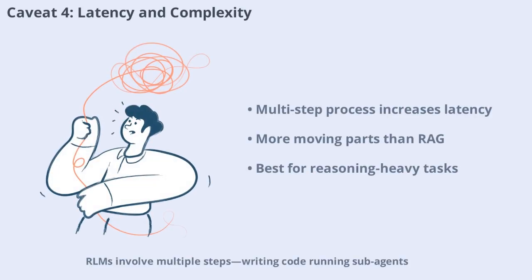RLMs involve multiple steps: writing code, running subagents, and assembling results. This makes them more complex and potentially slower than a single model call or a simple RAG retrieval. For latency-critical applications, where speed is paramount, traditional methods may still be preferable. RLMs excel when depth and reasoning matter more than raw speed.